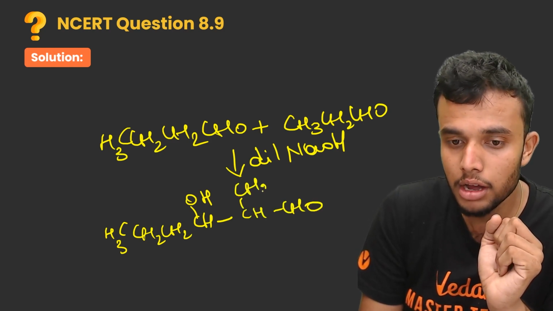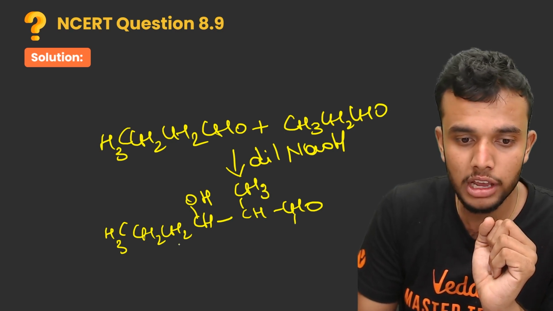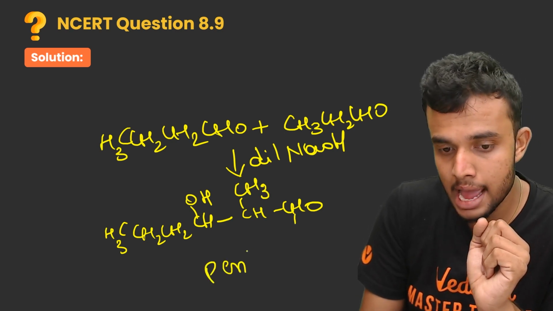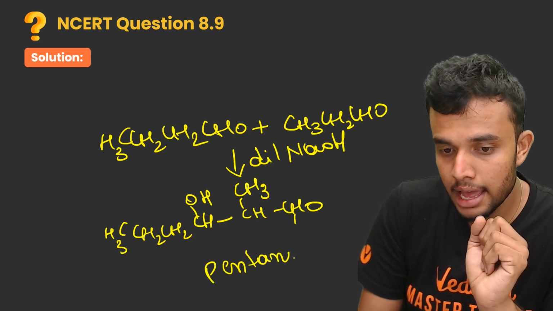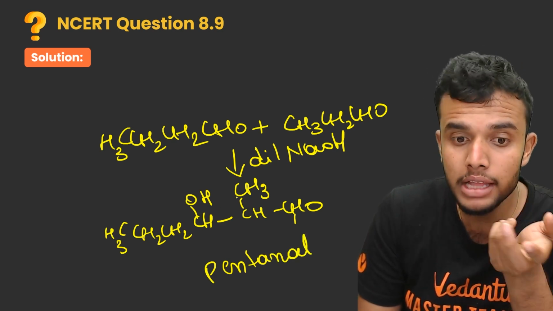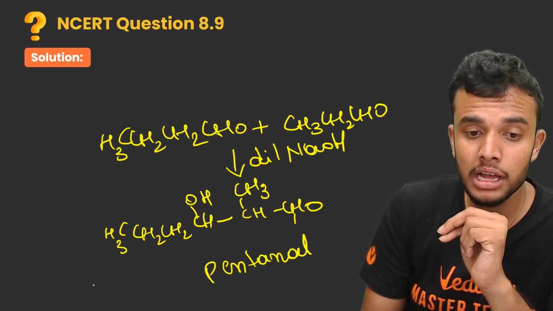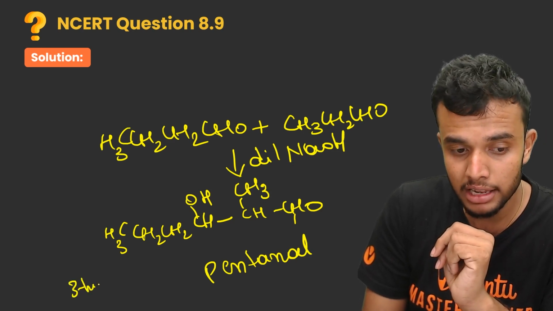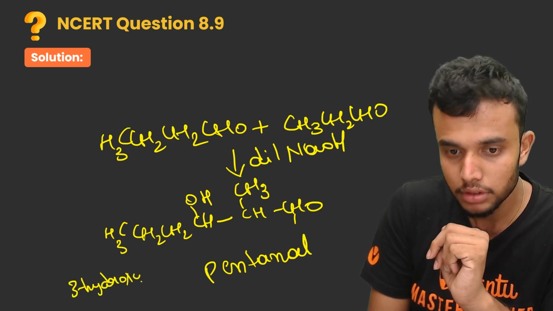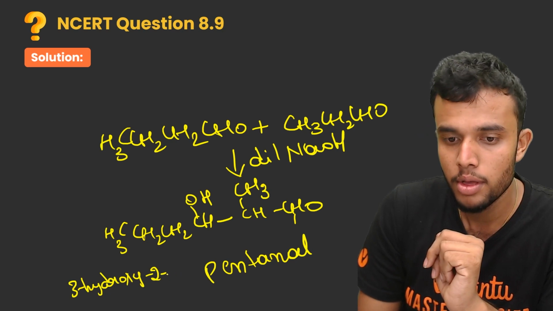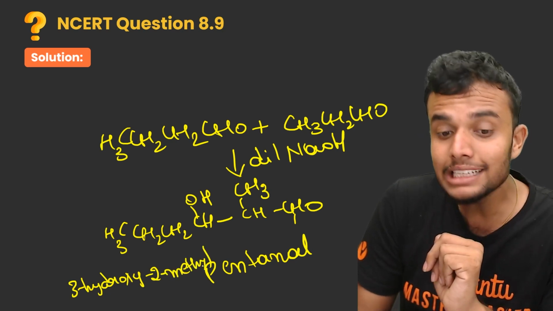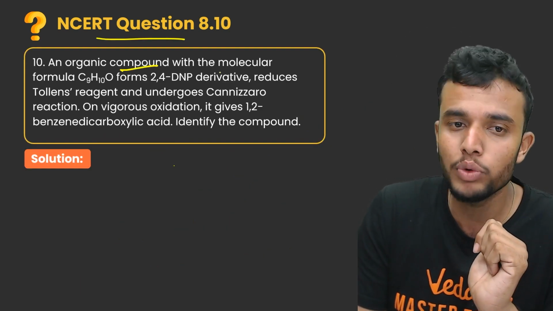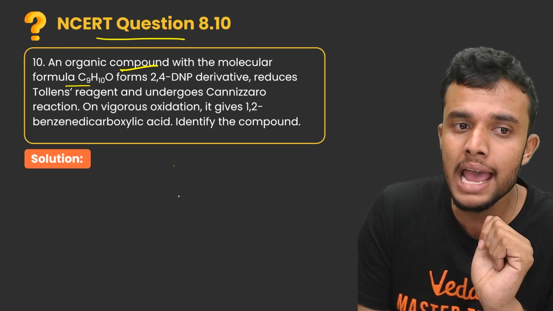Come on, name the compound. 1, 2, 3, 4, 5, pentanol. At the second position a methyl group is there, and at the third position a hydroxy group is there. That's why 3-hydroxy-2-methyl pentanol. Understood students?